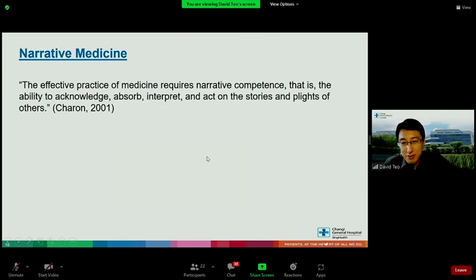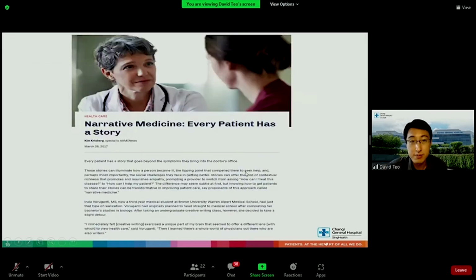This morning, various colleagues have spoken about narrative medicine, about the work of Rita Charon at Columbia. I think that really strikes a chord with me as well, like what Andrew was also speaking about: hearing patients' narratives and listening to their stories. Charon basically says that the effective practice of medicine requires narrative competence, that's the ability to acknowledge, absorb, interpret, and act on stories and the plights of others.